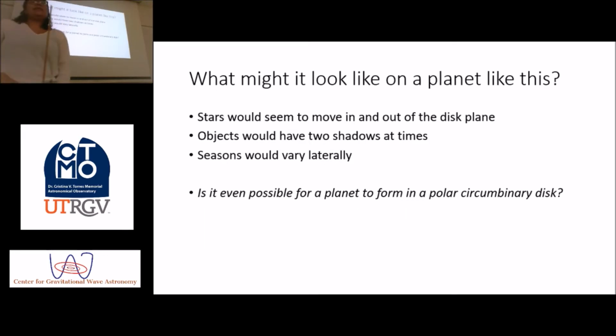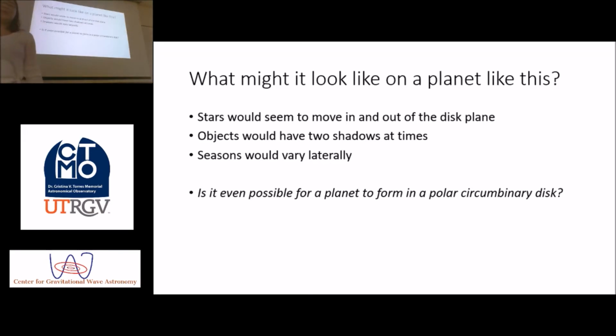So let's take a second to think about what it might look like to live on a planet that was orbiting around a two-star system. Well, the suns would seem to move in and out of the disk plane, so that would look a little interesting, seeing that star come back and forth from you.